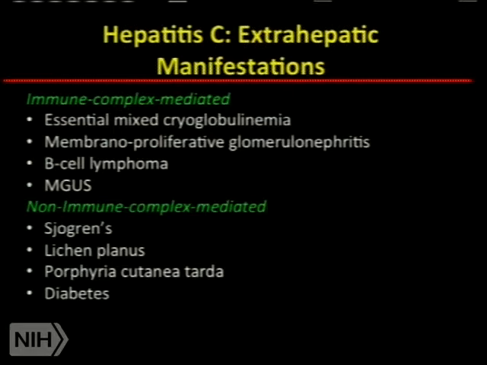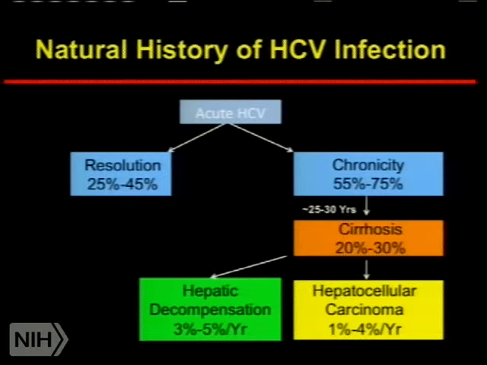There are a number of extrahepatic manifestations that can occur with hepatitis C, and these can be broadly categorized as immune complex mediated disease or non-immune complex mediated. With the immune complex mediated, these include essential mixed cryoglobulinemia, membranoproliferative glomerulonephritis, B-cell lymphoma, and monoclonal gammopathy of uncertain significance. In terms of the non-immune complex-mediated presentations, these include Sjogren's, lichen planus, porphyria cutanea tarda, and diabetes.